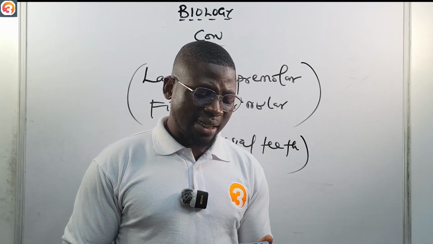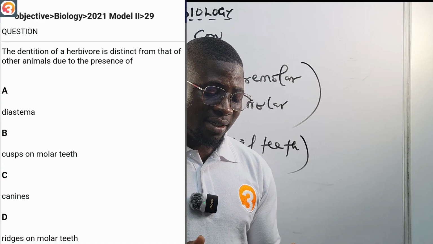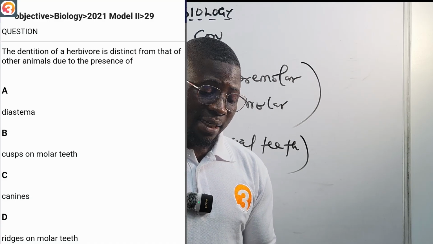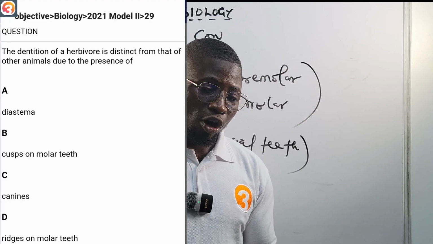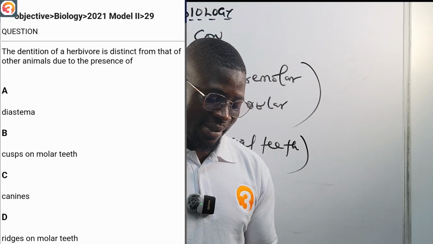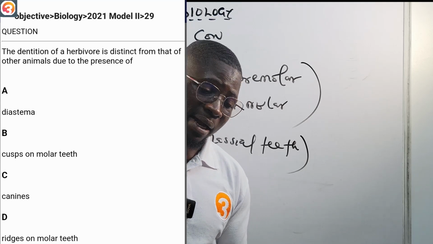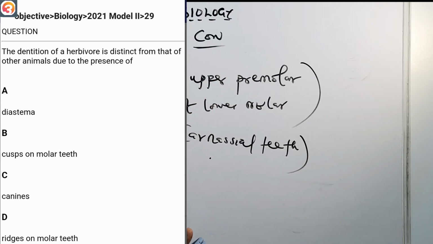2021 number 29 says, the dentition of a herbivore is distinct from that of other animals due to the presence of A, diastema, B, cusps or molar teeth, C, canines, D, ridges or molar teeth. The correct answer is diastema. Herbivores have diastema, others do not.